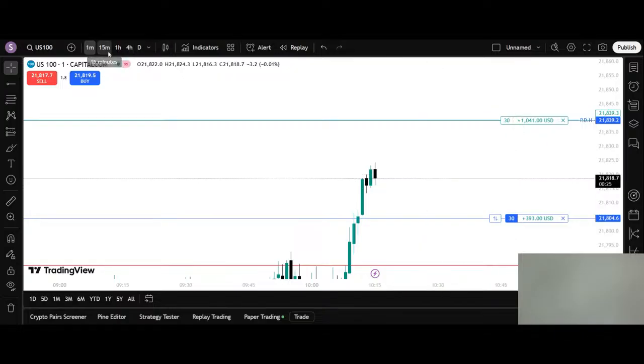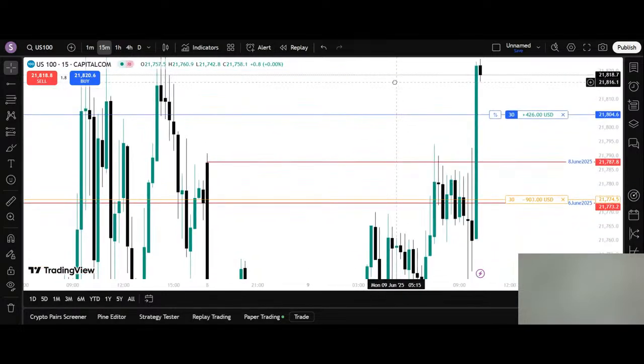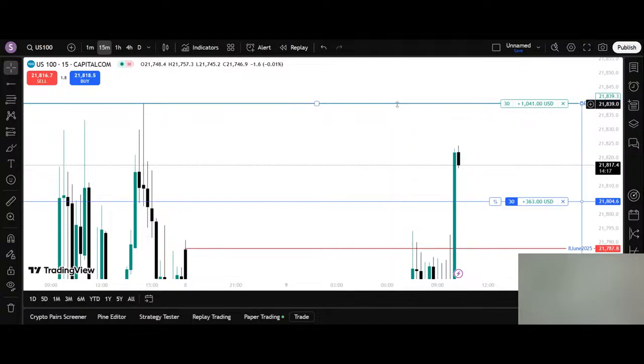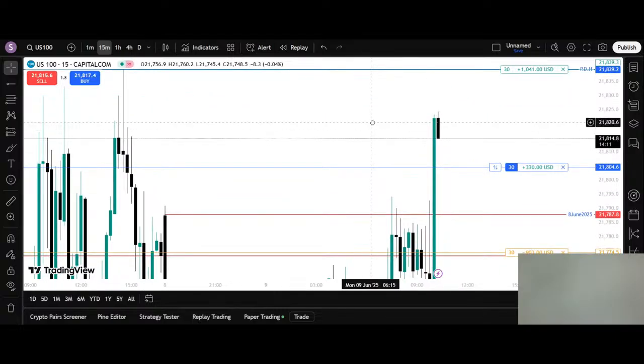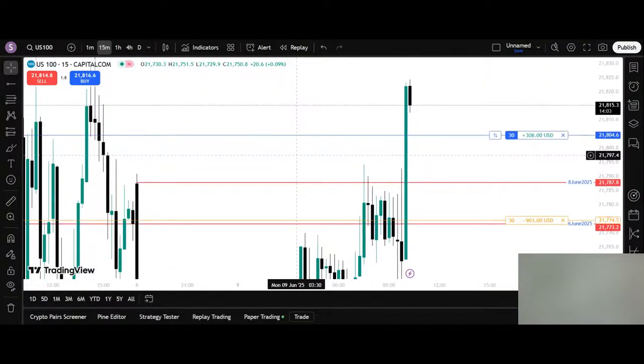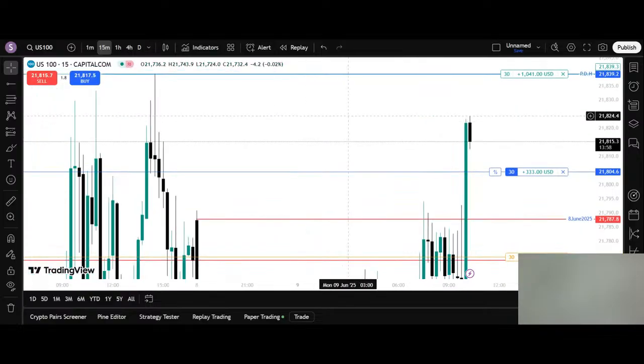Let's see how the 15 minutes candle closes. The 15 minutes candle closed very bullish. Probability of it going to my TP is very high. Let's just wait for it. Can't really say anything in trading.